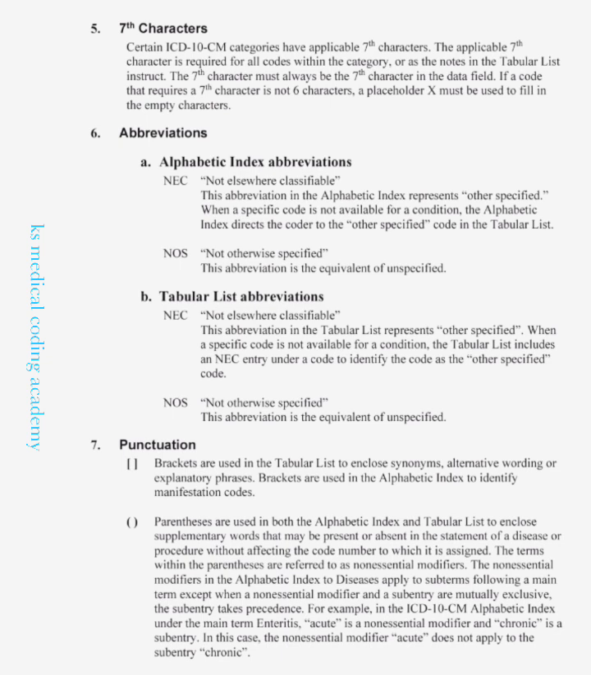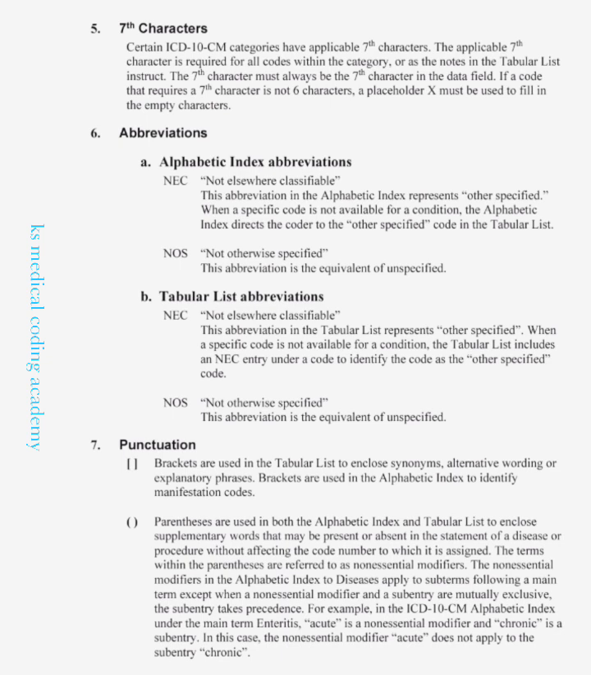6. Abbreviations. A. Alphabetic index abbreviations. NEC, not elsewhere classifiable. This abbreviation in the alphabetic index represents other specified. When a specific code is not available for a condition, the alphabetic index directs the coder to the other specified code in the tabular list. NOS, not otherwise specified. This abbreviation is the equivalent of unspecified.